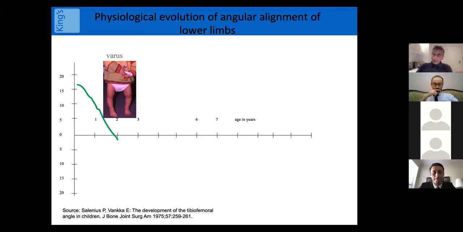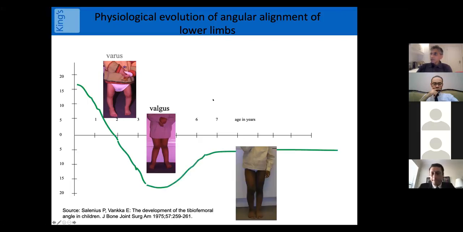And then we start going into valgus, which is exacerbated valgus called physiological valgus, and it could measure right up to 15 degrees. And generally it tends to resolve, again in the white population, between 5 and 6 maybe. By 7, they reach adult angulation, which is generally 5 to 7 degrees. But as more studies are coming out, we know that not all races behave similarly.